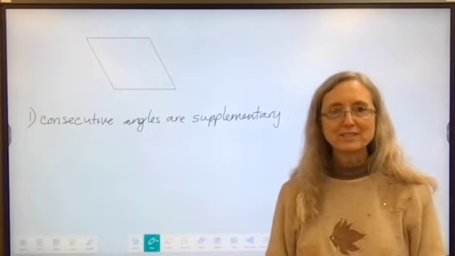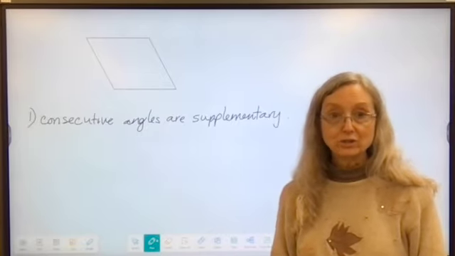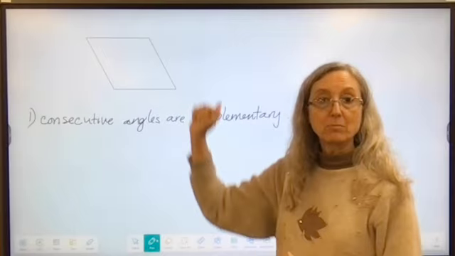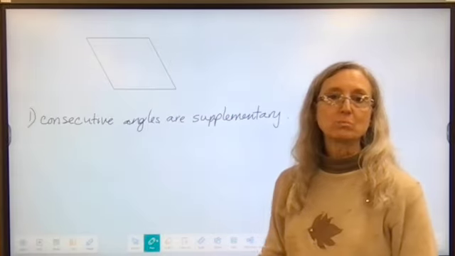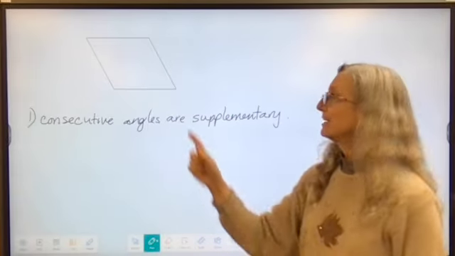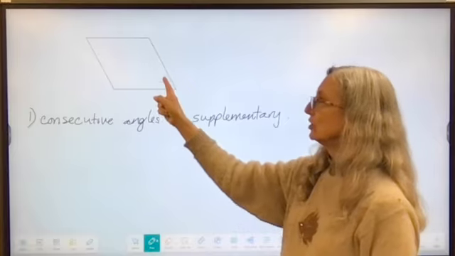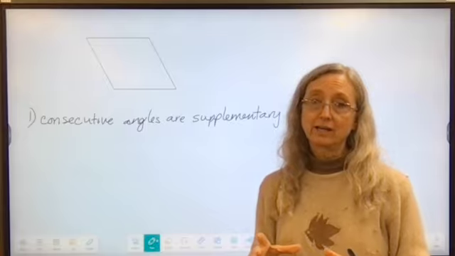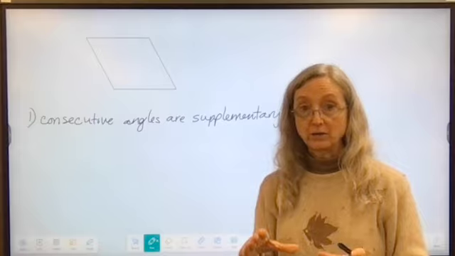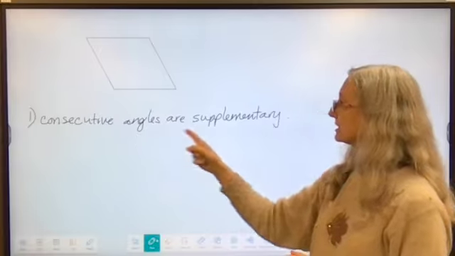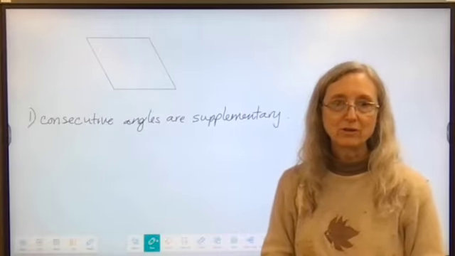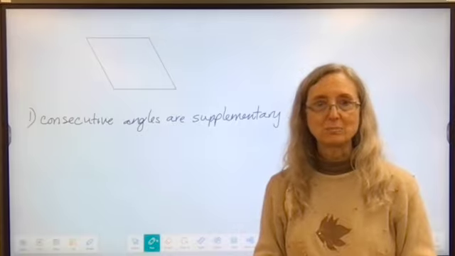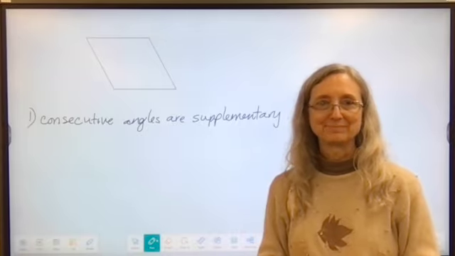The first characteristic I want to let you know about should make sense to you. Since it's a parallelogram, opposite sides are parallel and then the other sides would be transversals. So consecutive angles would be the same as same side interior angles within parallel lines. Therefore, consecutive angles in a parallelogram will always be supplementary. They'll always add up to 180.